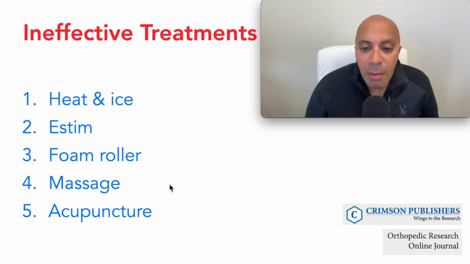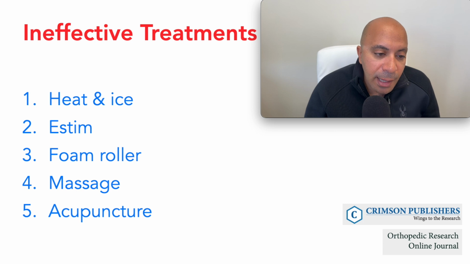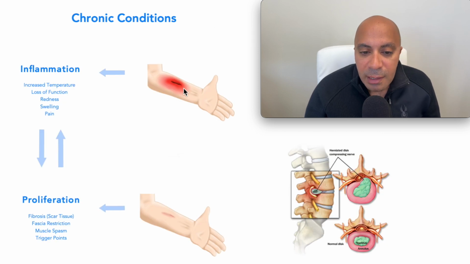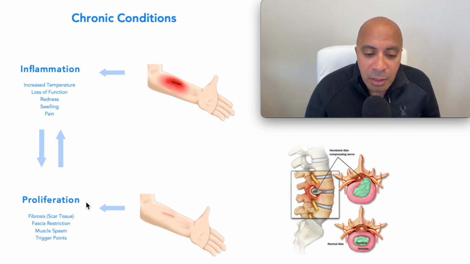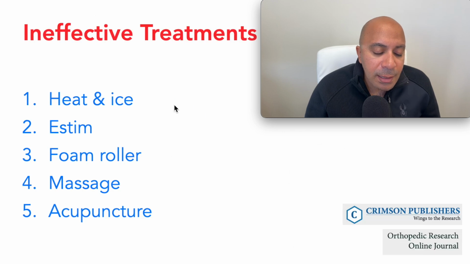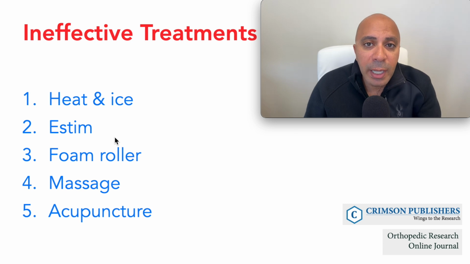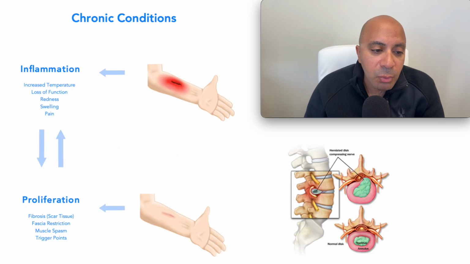So, very common treatments: heat and ice. When we look at the normal healing cycle, ice temporarily decreases inflammation, but it does not do anything to the proliferation stage, or to the fascial restriction or muscle spasm. The second thing that's used is electrical stimulation, which causes temporary pain relief, but when we look at the healing cycle, it's not going to do much to the inflammation or proliferation stage.